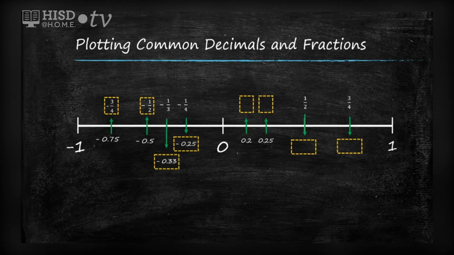0.25. Now we go to the positive side, and 0.2 is going to be the same as 1/5. 0.25 is going to be the same as 1/4. 1/2 is going to be the same as 0.5, and 3/4 is going to be the same as 0.75. And these are some common decimal fractions that you can memorize in order to complete the next couple of problems.